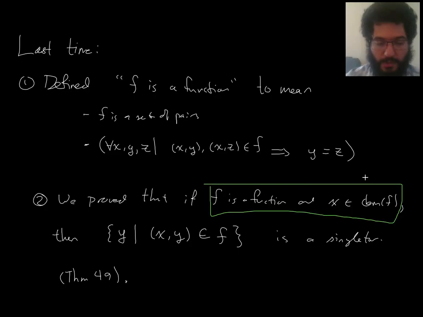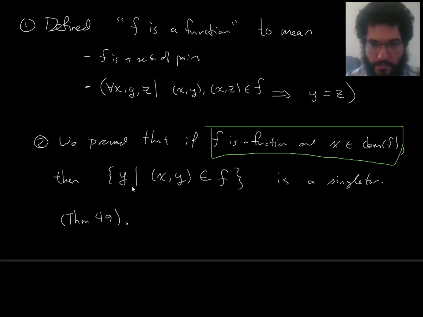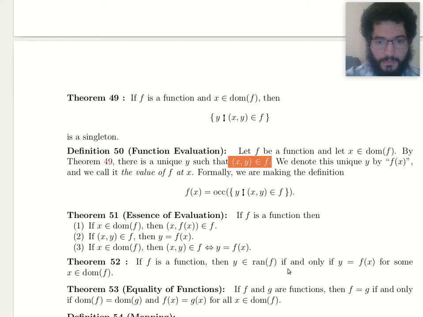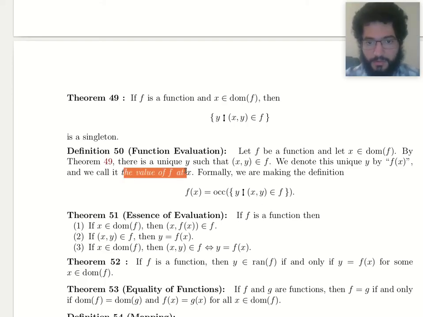In other words, assuming you are in this context where f is a function and x is in the domain of f, you have that the pair x, f of x is in f. And this property of f of x is what defines it. It's the unique thing that can sit here and make this true. So this is evaluation. We call this the value of f at x.